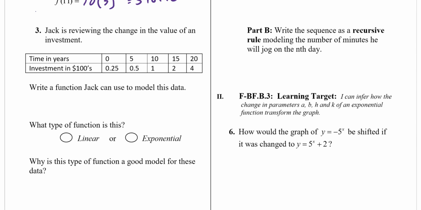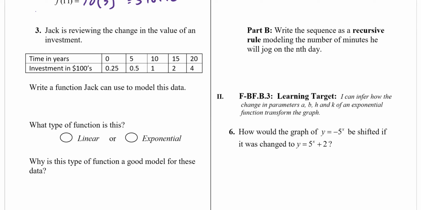Number 3, Jack is reviewing the change in the value of an investment. It says time in years, it goes from 0 to 5 to 10 to 15 to 20. So it's not adding by 1. And then investment in hundreds of dollars, he's got 0.25, so it's $25, $50, $100, $200, $400. So it says write a function Jack can use to model the data.